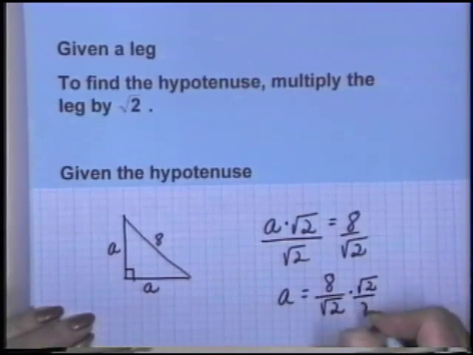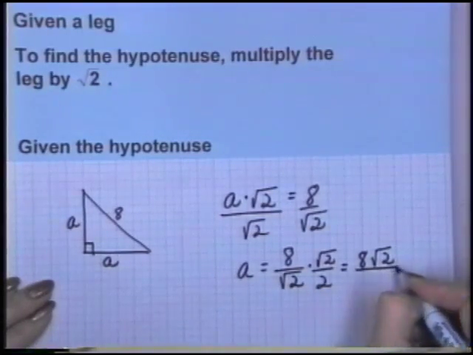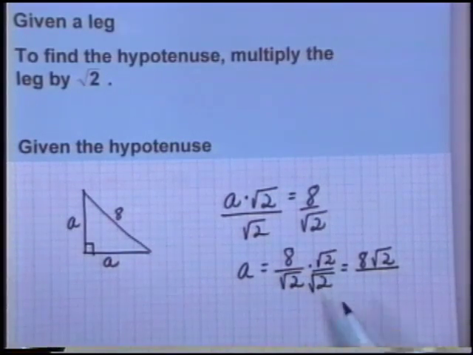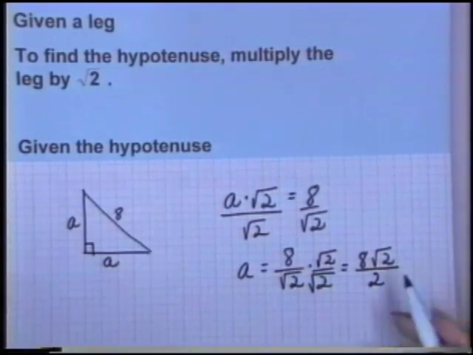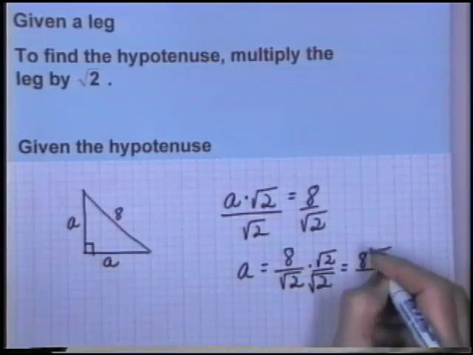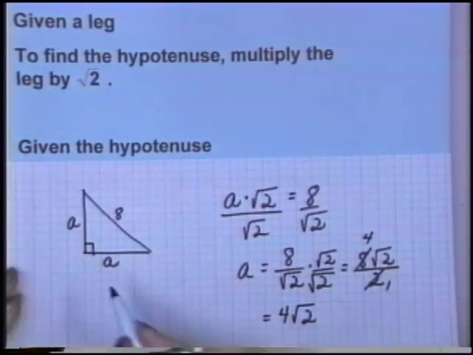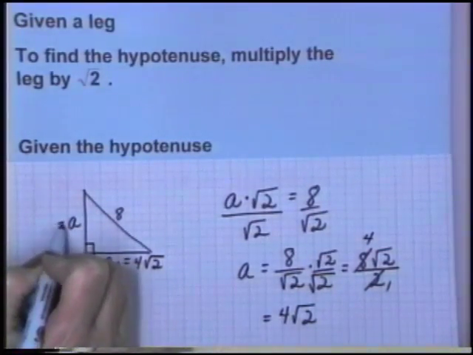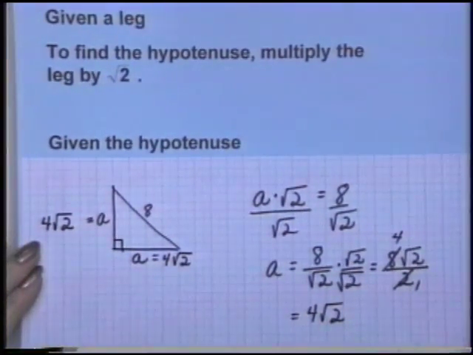Now, of course, we have to rationalize that, which will give us 8 times the square root of 2 divided by, let's see, when I rationalize, I need square root of 2 over square root of 2, don't I? And when I multiply square root of 2 times square root of 2, I get 2. And then, of course, I can reduce the 8 over the 2. The 2 divides into 2 once and into 8 4 times. So I get that the leg is 4 times the square root of 2, which, of course, means that this leg measures 4 times the square root of 2, and this one does also.